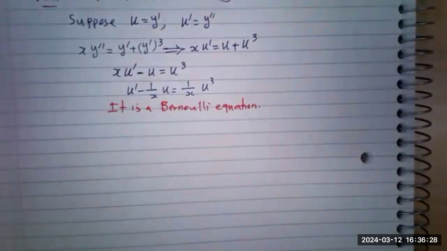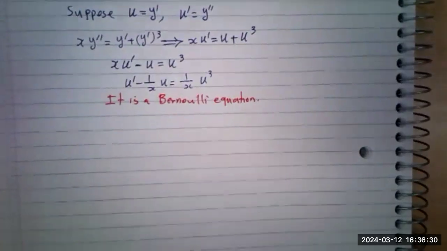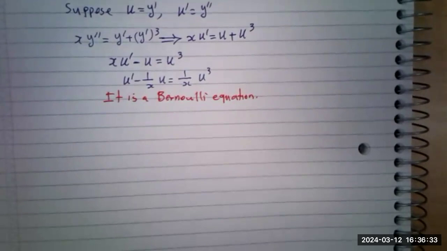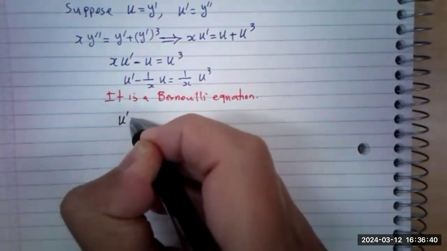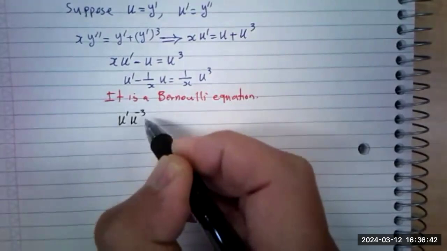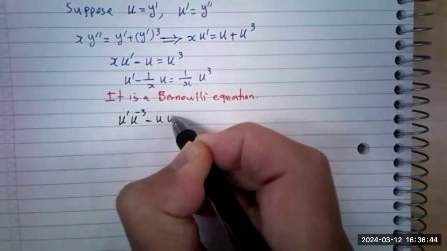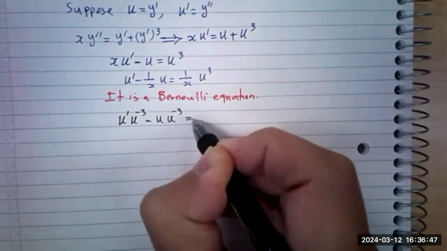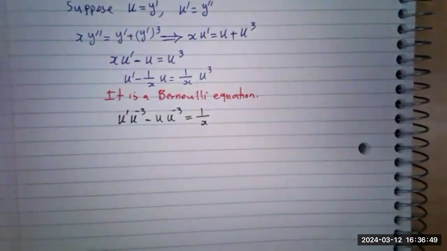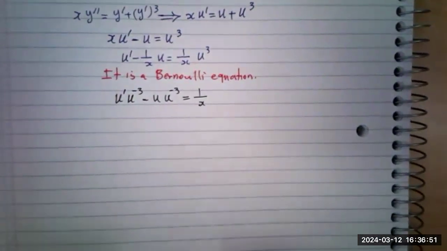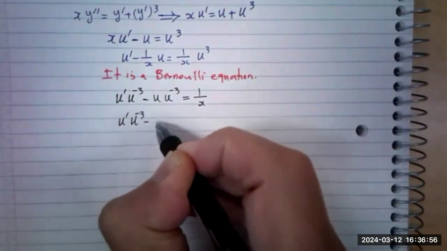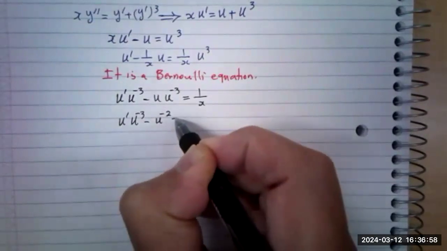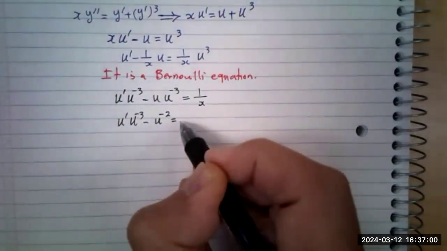So we have to apply the Bernoulli equation method. Remember, you have to get rid of the u cube first. Divide by u cube, or multiply by u to the -3. That gives you u prime u to the -3, minus u to the -3. This is going to be just 1 over x. We divide by u, so we result in u prime u to the -3, this will be minus u to the -2 and 1 over x.